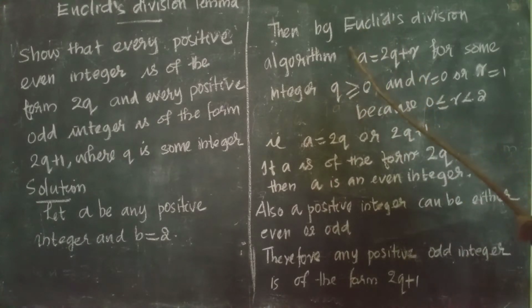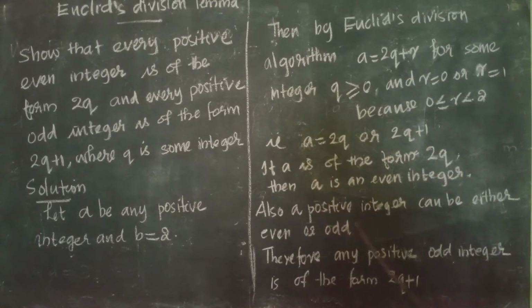So by applying Euclid's division algorithm, we get a equal to 2q plus r for some integer q greater than or equal to 0, and r equal to 0 or r equal to 1, because here we selected b equal to 2. The value of r should be less than the value of b. So r can be 0 or r can be 1. If we give r equal to 0 here, then a equal to 2q plus 0, that is a equal to 2q. If we give r equal to 1 here, then a equal to 2q plus 1. So we got two values, a equal to 2q or a equal to 2q plus 1.